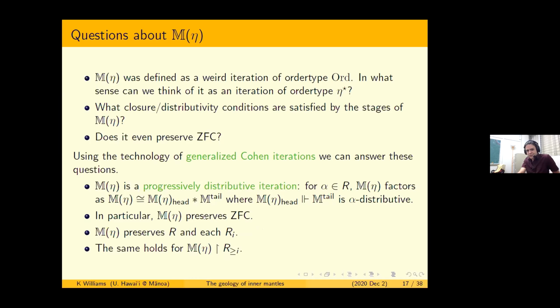Okay. So that's good. The forcing preserves ZFC, and we can say something about distributivity conditions. Maybe let me say something about distributivity here. With the full iteration, you get this progressively closed iteration, so you get closure, not just distributivity. With these generalized Cohen iterations, you only get distributivity, not closure. But it's still good enough for our purposes, so that's fine.